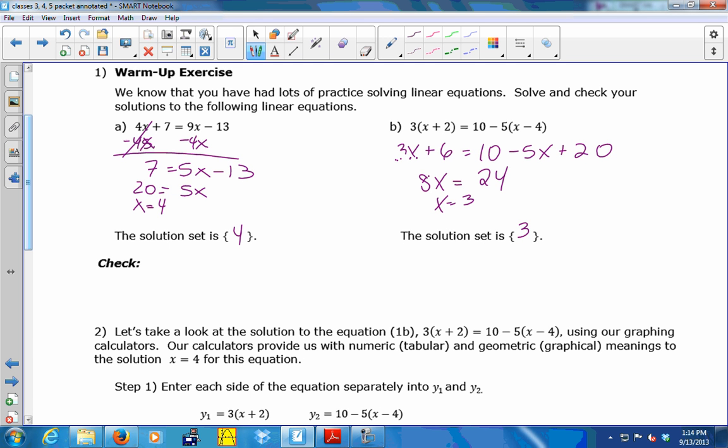So if I plug 4 back into this original one, I get 4 times 4 plus 7. And I want to know, does that equal 9 times 4 minus 13? Well, 4 times 4 is 16, plus 7 is 23, and 9 times 4 is 36, minus 13 is 23, so they are equal. And we should probably do it for the other one too, but I'm not going to.